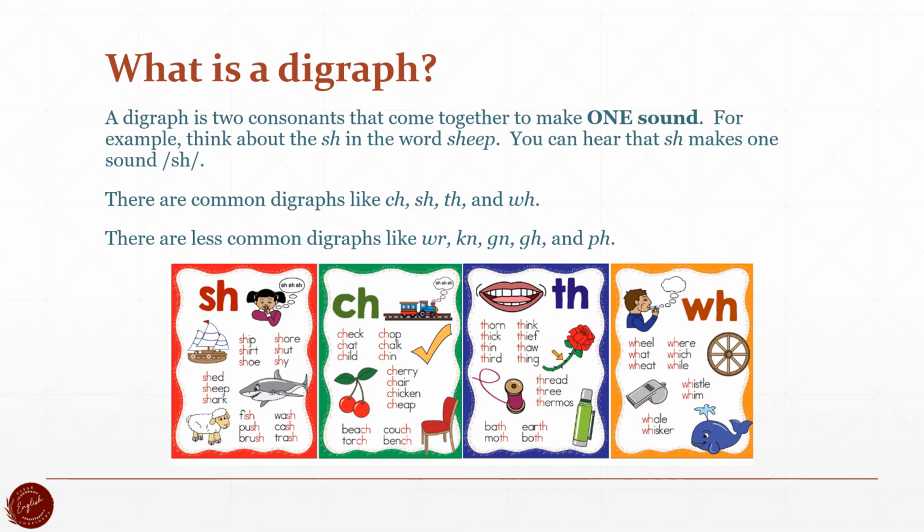The other common digraphs are CH making the sound ch, SH making the sound sh, TH making the sound th, WH making the sound w or h, depending on the word. And the less common digraphs, WR making the sound r, KN making the sound n, GN most commonly also making the sound n, GH most commonly making the sound g, and PH making the sound f.